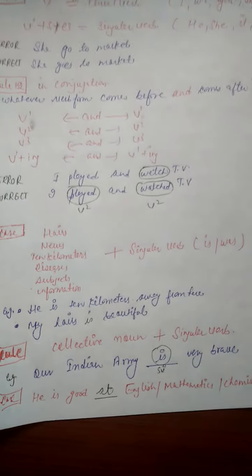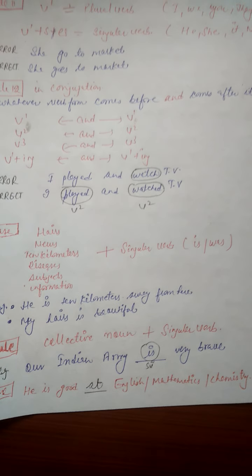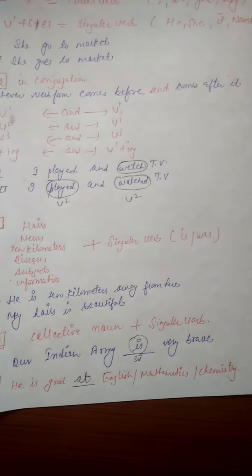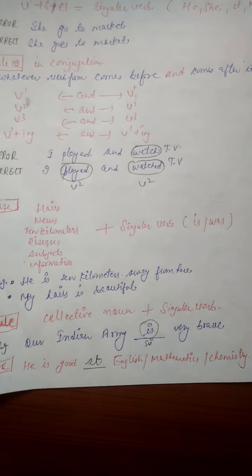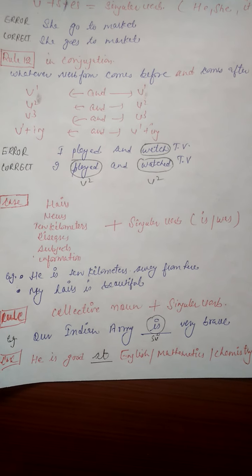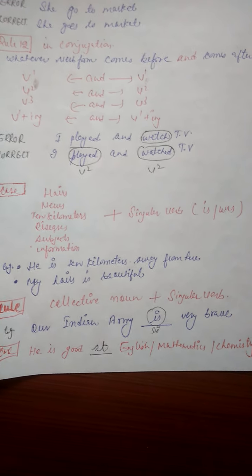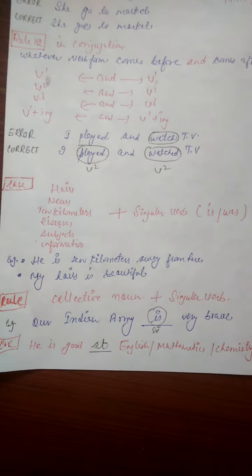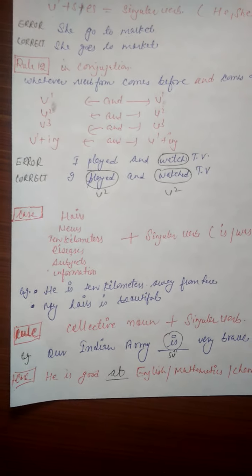So in case of hairs, news, 10 kilometers, diseases, subject, information, we use singular verb, that is 'is' and 'was'. Is, was is singular verb. For example, he is 10 kilometers away from here and my hairs is beautiful. So we will use 'is' in case of hairs.